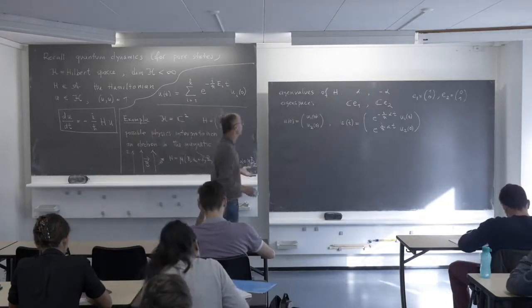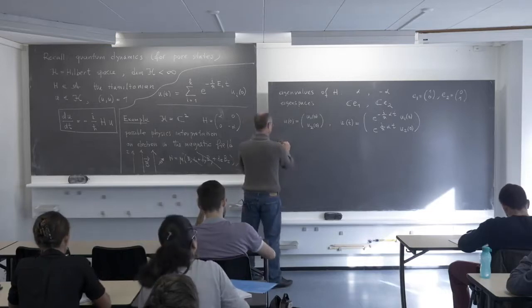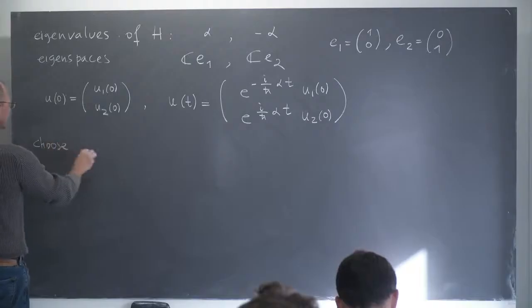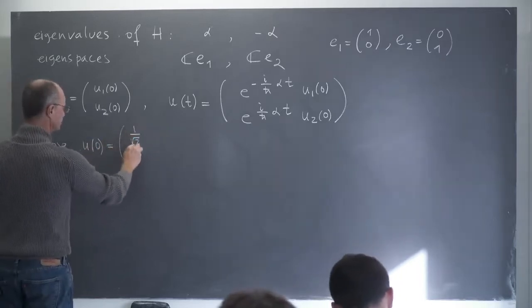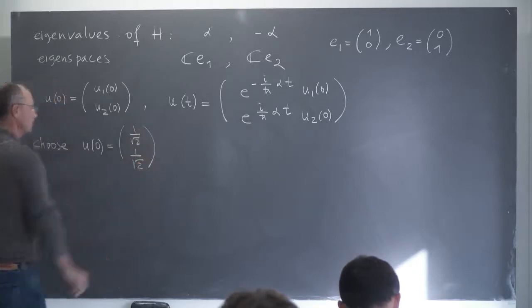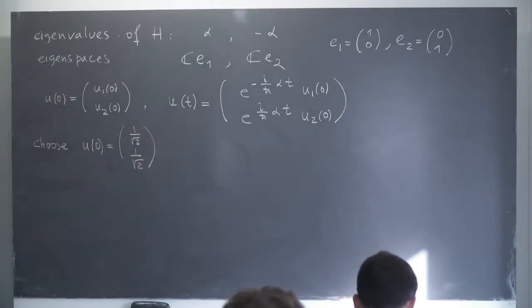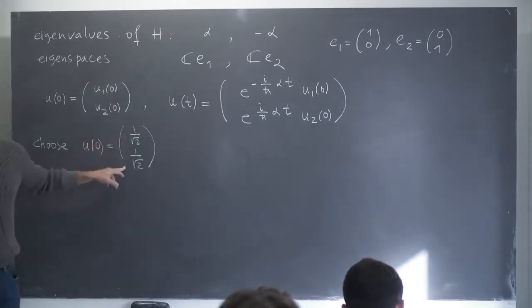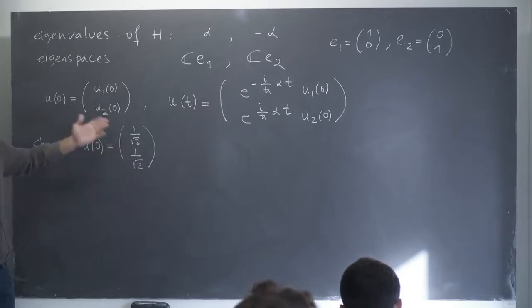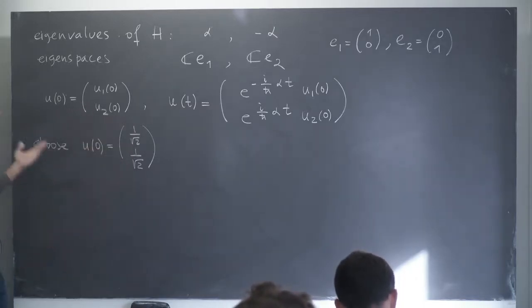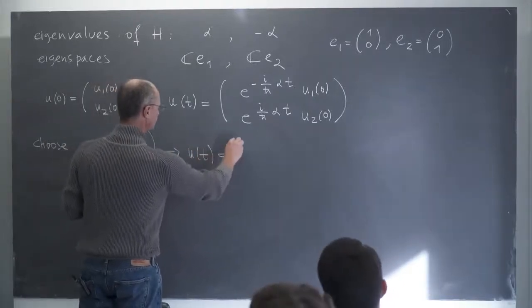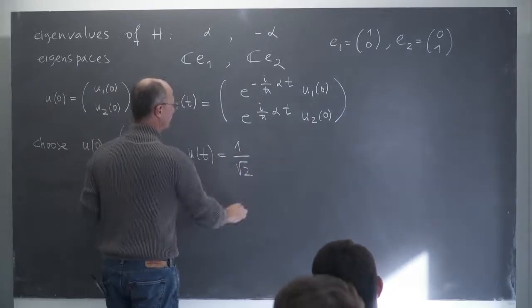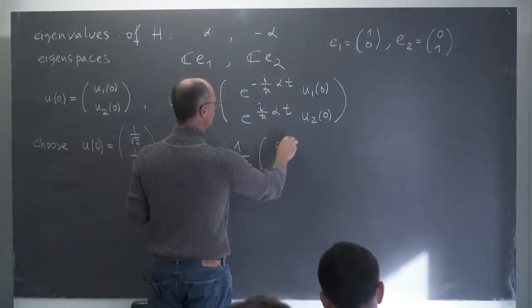Now let's look at the particular example. Let's choose u of 0, for instance, equal to this expression: 1 over square root of 2, 1 over square root of 2. So this is a vector of norm 1. So that's a possible initial state. Then, of course, we'll have u of t equal to 1 over square root of 2. And here there will be these two exponentials.